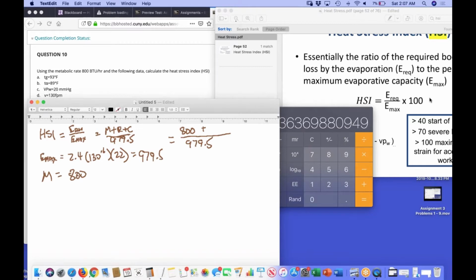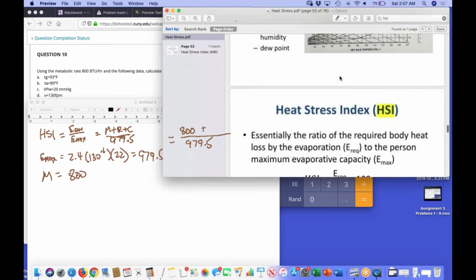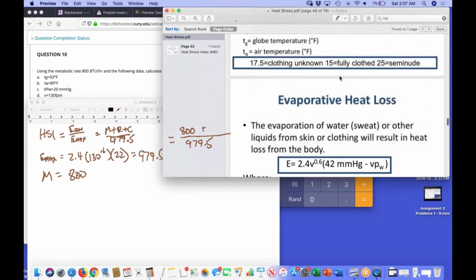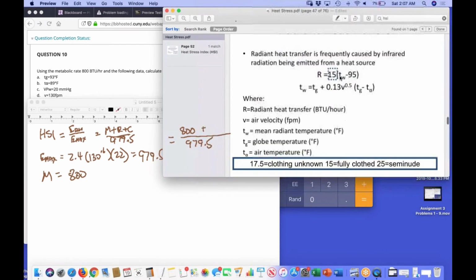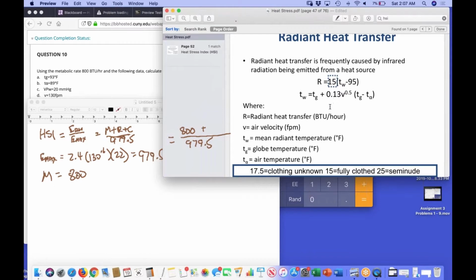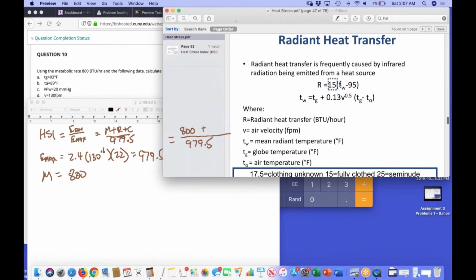Okay, let's go to our pointer so I can pull up our charts and our equations. Evaporative loss, radiant heat transfer. Radiant heat transfer is going to be a little bit of a calculation for us. It is equal to some factor based on the amount of clothing or protective gear that the worker is using, and we're going to assume fully clothed. I think that's reasonable, right? Times the mean radiant temperature, which we're going to have to calculate based on this formula, minus 95. The mean radiant temperature is the globe temperature plus 0.13 times the air velocity to the 0.5 power times the difference between the globe temperature and the ambient temperature. So let's calculate that first, so then we can calculate what R is.